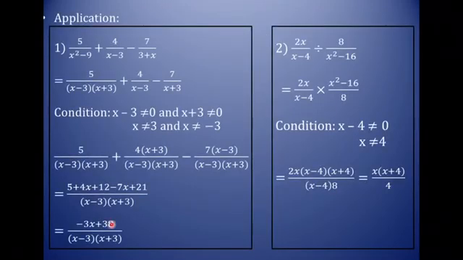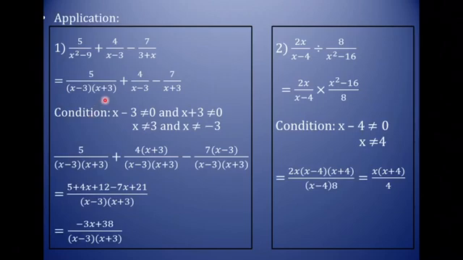In the first application, here, we have three fractions. Here we notice that the first denominator could be factorized. It's very easy to factorize x power 2 minus 9. It will be equal to x minus 3 times x plus 3. Please always try to factorize if it's possible before finding the condition. It will be very easy.